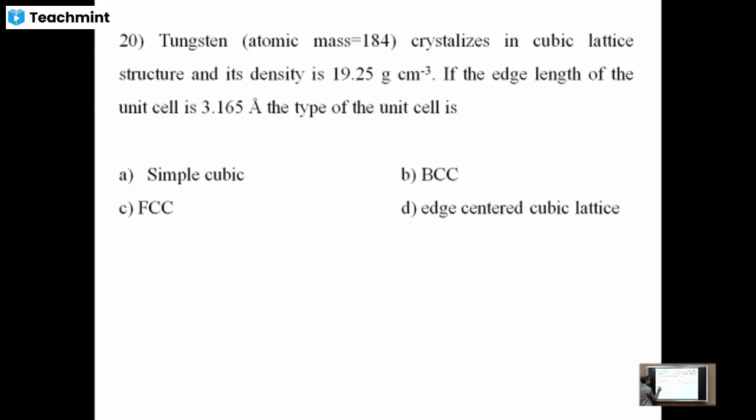We know simple cube has only one particle per unit cell. BCC has 2 particles per unit cell. FCC has 4 particles per unit cell. What do you mean by edge-centered cubic lattice? We have a cube.